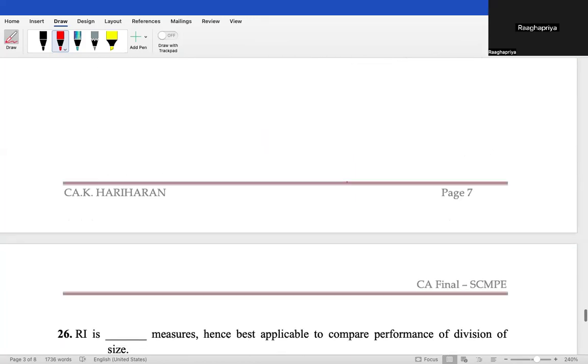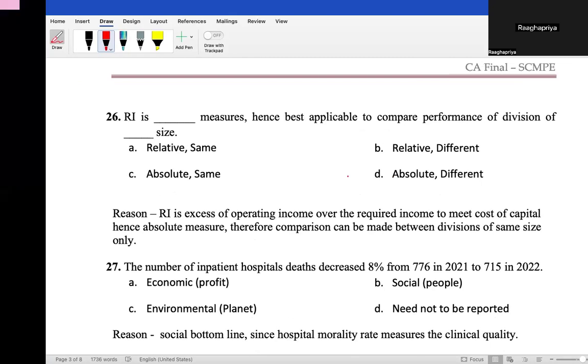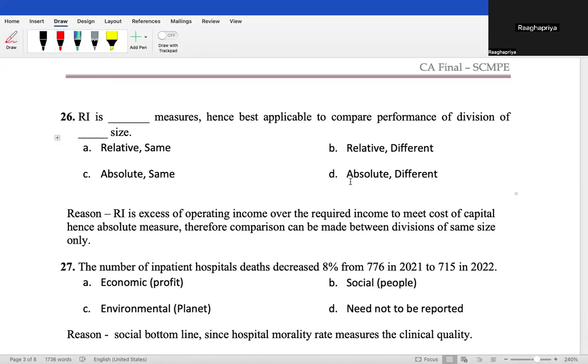Question number 26. RI is a dash measure, hence best applicable to compare performance of divisions of dash size. Option A, relative, same. Option B, relative, different. Option C, absolute, same. Option D, absolute, different. Yeah, simple one. Residual income is an absolute measure for divisions of the same size. So which one? C.